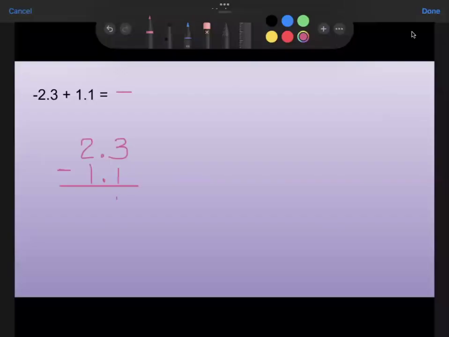So 3 minus 1 is 2. I'm going to put a decimal place here for the answer. And 2 minus 1 is 1. So now I'm going to go back and attach that to the negative part that I already decided upon. So our answer here would be negative 1.2.